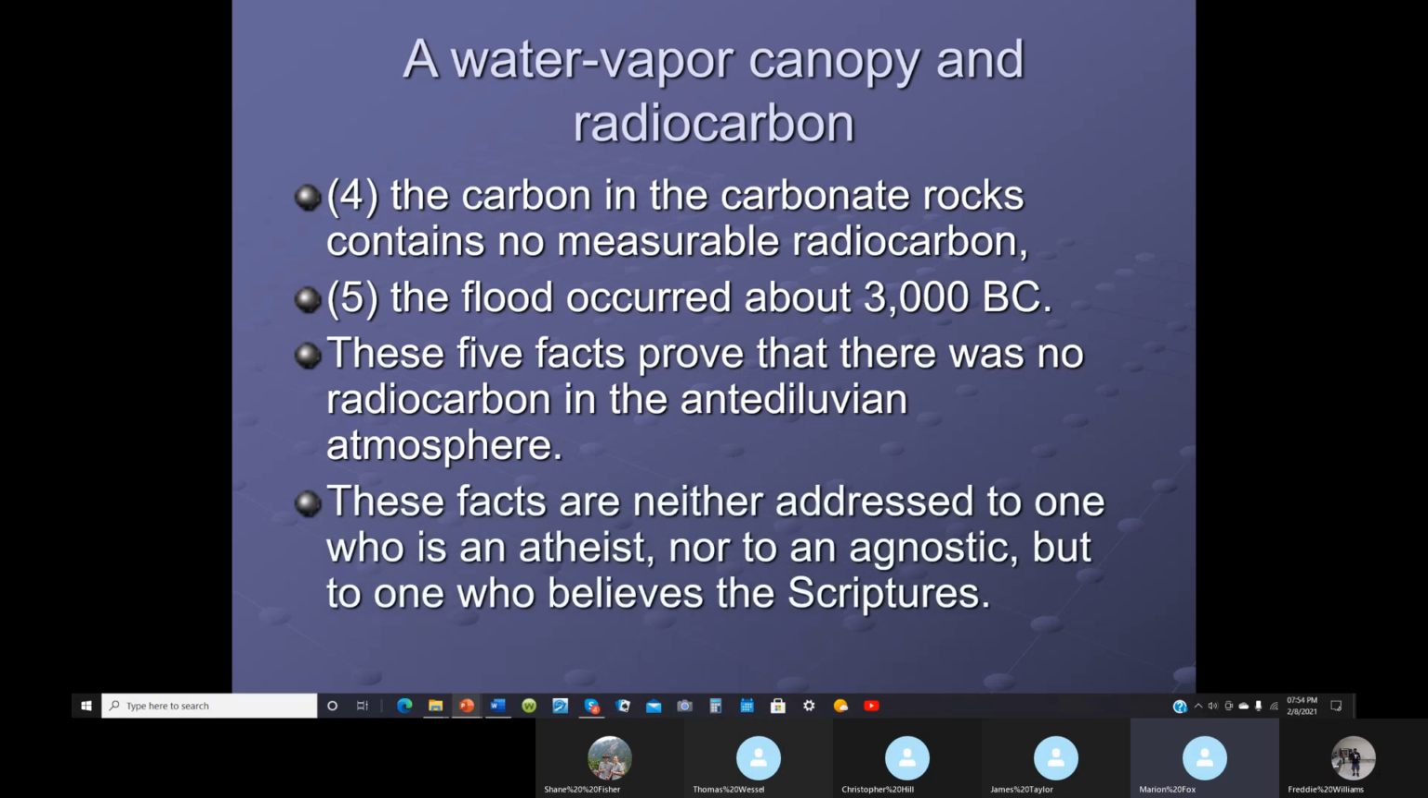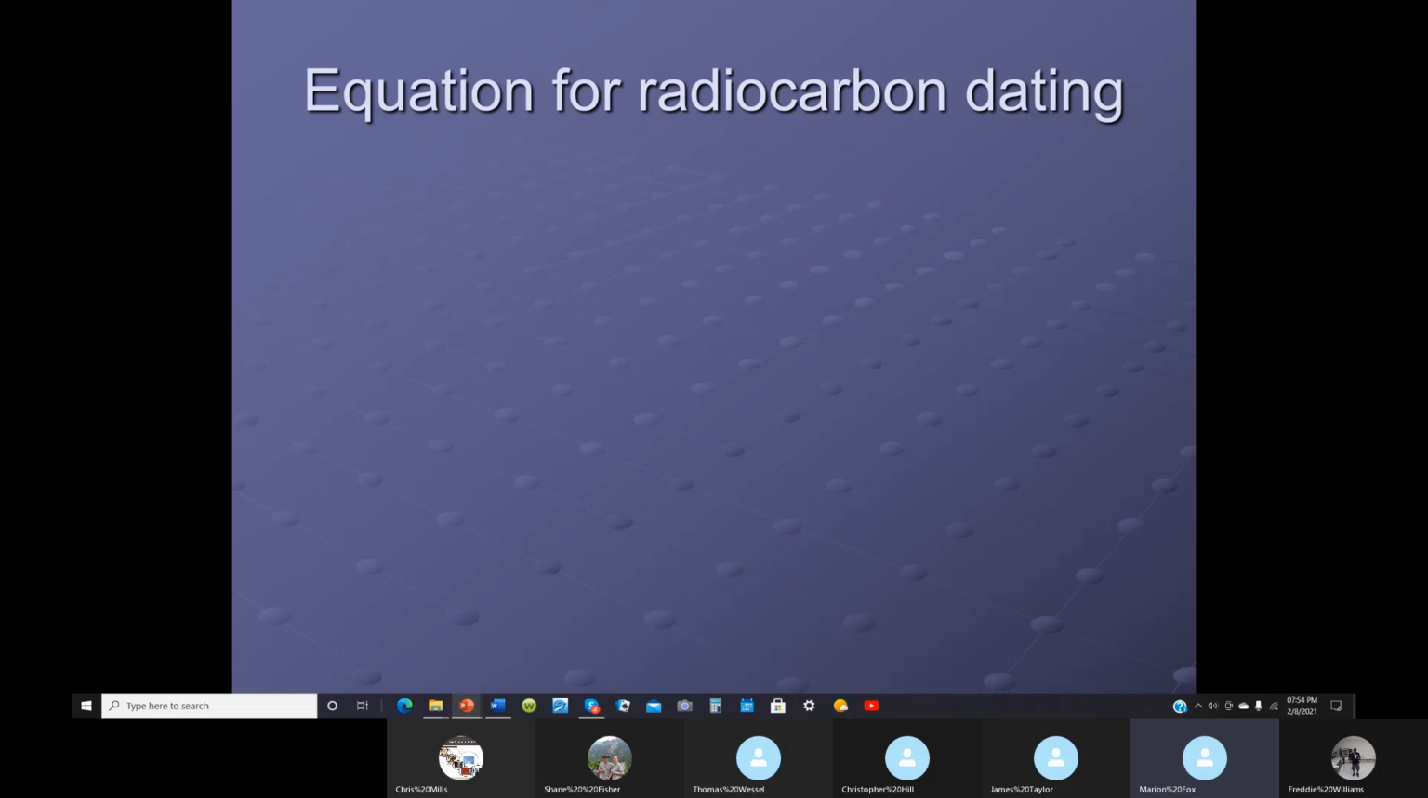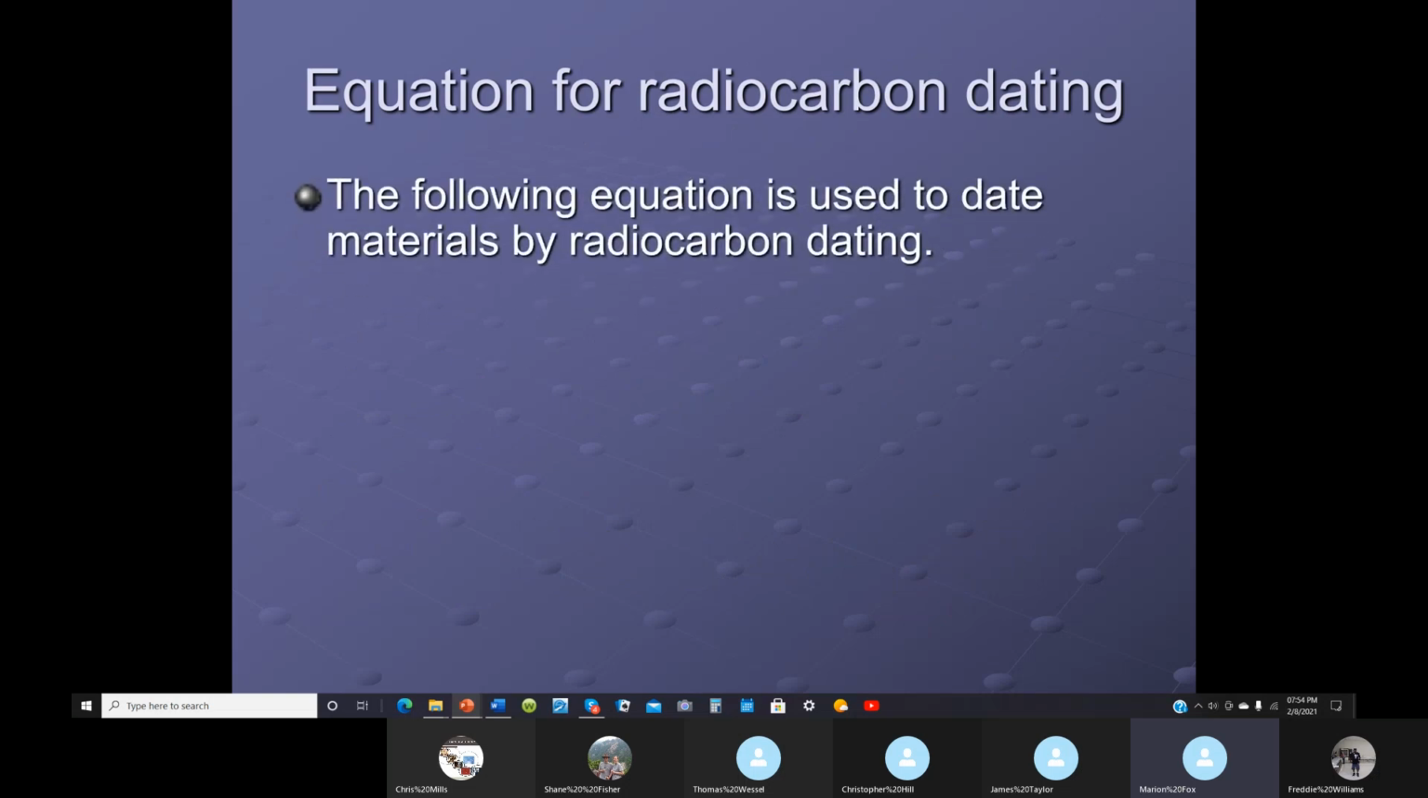These facts are not addressed to one who's an atheist. Now, I'm not addressing these facts to atheists. Why? Because they don't believe them, okay? Nor to an agnostic, but to those who believe the scriptures. Now, if you go back and take the positions of the scriptures here, then you have to explain, if you're a believer in God, a believer in the Bible, why these carbonate rocks don't have radiocarbon. Well, because there was none before the flood. And our model would explain why there wasn't any there. Okay, so it would explain what we see for Christians, believers in the young earth and a universal flood.